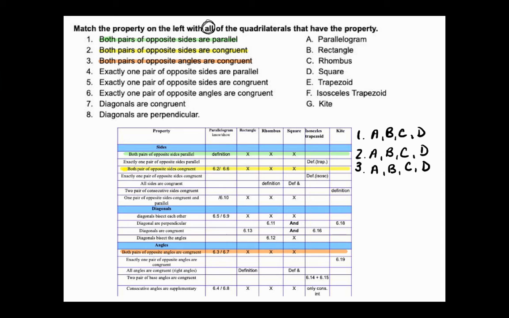The next property, exactly one pair of opposite sides parallel. So we find that property in the chart. And you have to be careful with this one because this one is the definition of a trapezoid. And notice that the trapezoid and isosceles trapezoid are identified separately. So this one is a property for all trapezoids as well as being a property for the isosceles trapezoid.